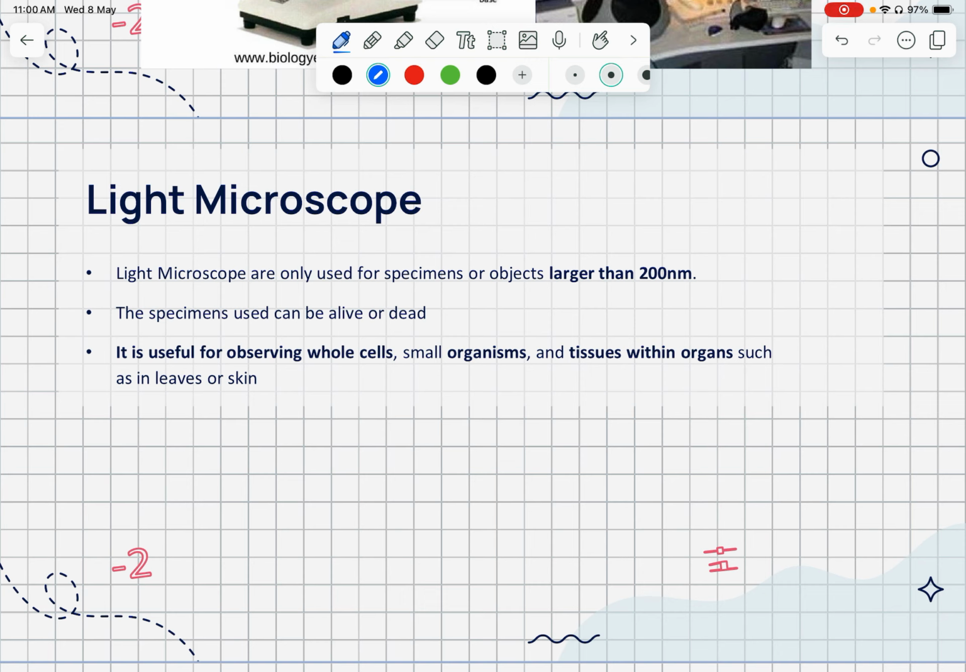A light microscope is very useful for observing the entire cell, very small living organisms, and tissues within organs, such as in leaves or in our human skin.